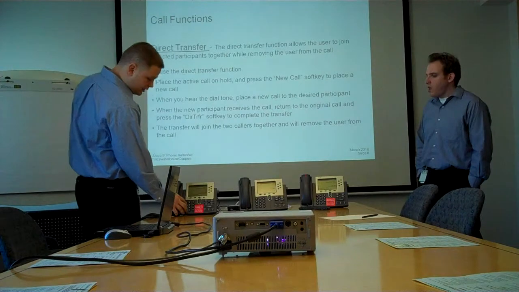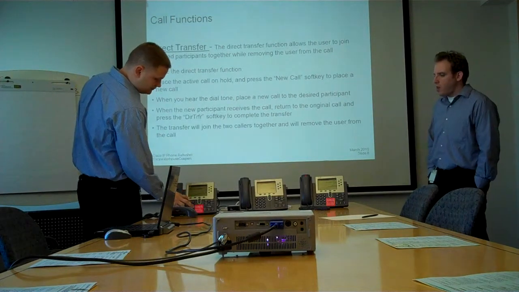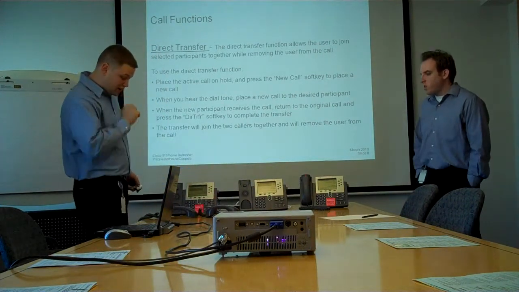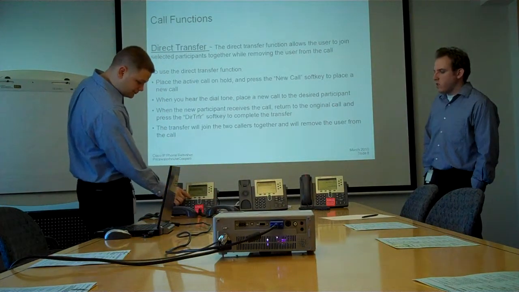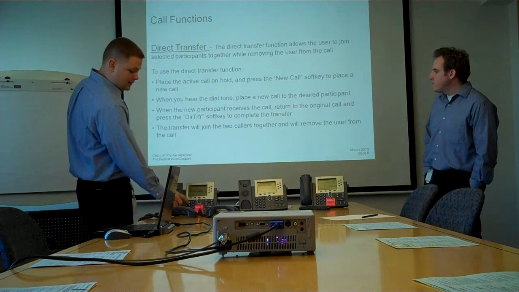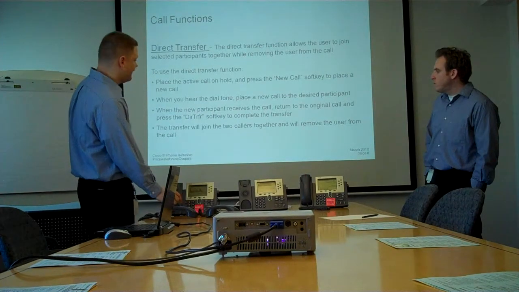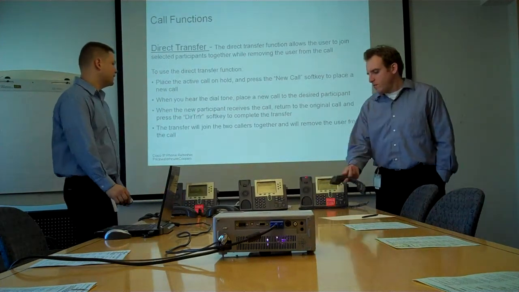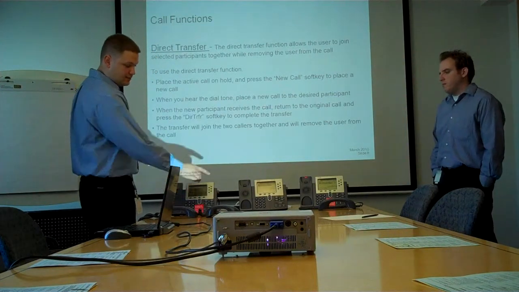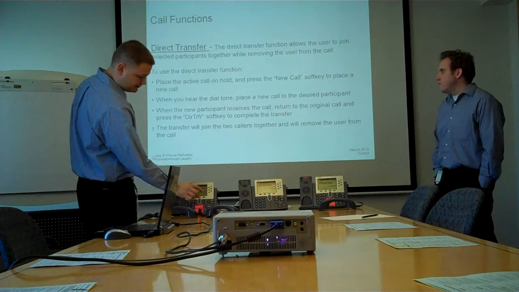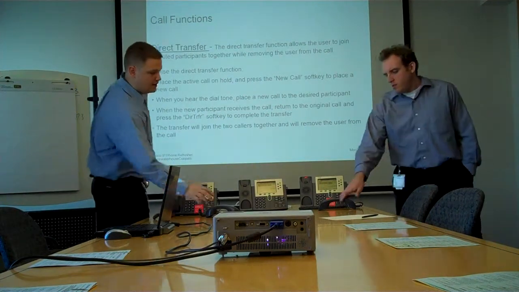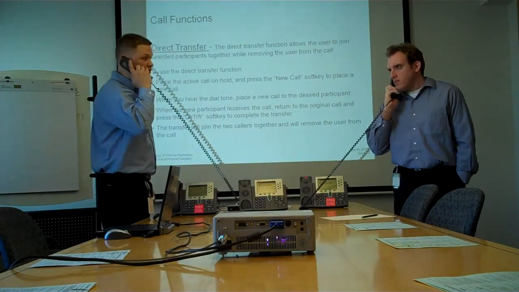So we have an active call here. Let's say 4402. So this is the active call. We're going to place the call on hold and set up a new call. I'm going to dial Colin's extension, 3475. Colin's going to pick it up. When we receive the call, I'm going to go back to the original participant, and I'm going to hit direct transfer. Direct transfer hung me up from the call, but now Colin and the other participant are on the call together.